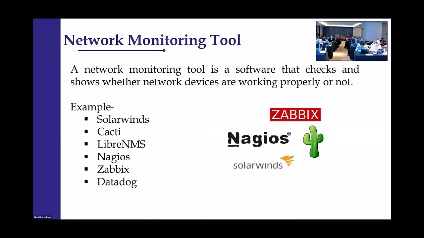Network monitoring tool: I hope you all know. A network monitoring tool is software that checks and shows whether network devices are working properly or not. And there are so many network monitoring tools like SolarWinds, Cacti, LibreNMS, Nagios, Zabbix, and so on. Some of those are paid and some of those are open source. However, along with all these network monitoring tools, I have created a new one.